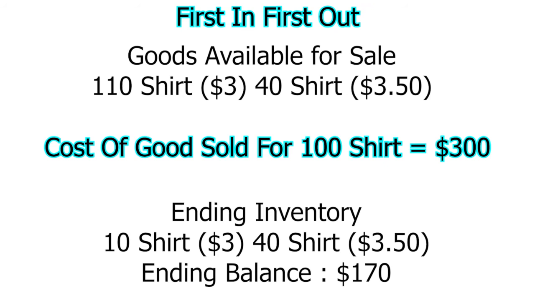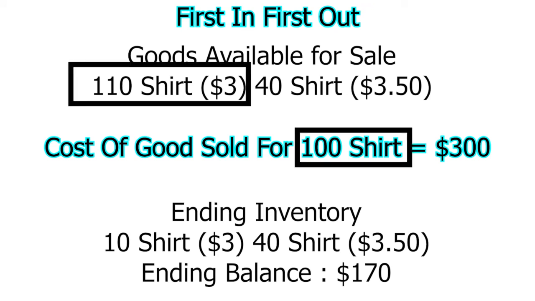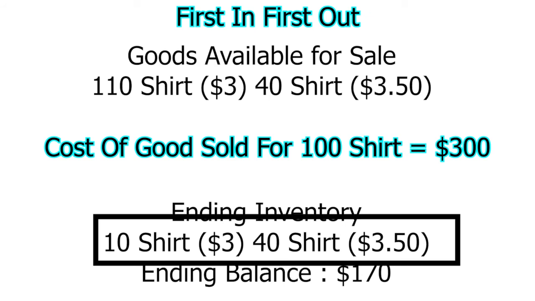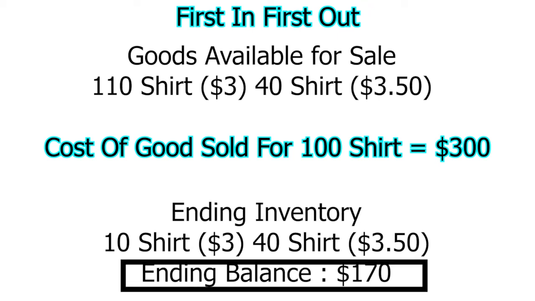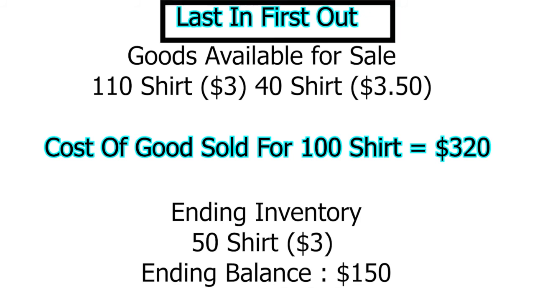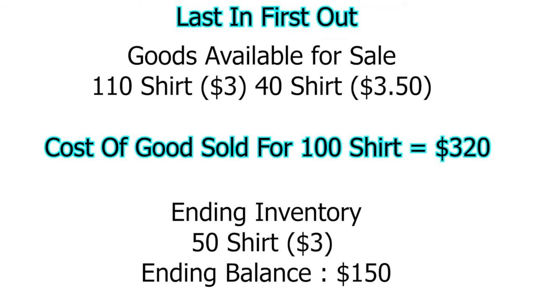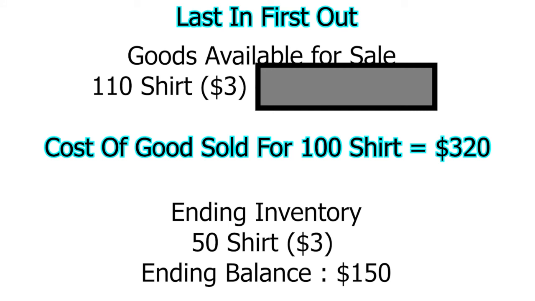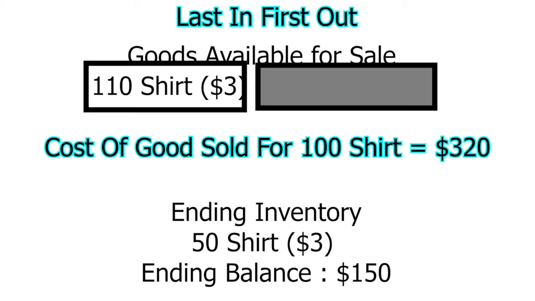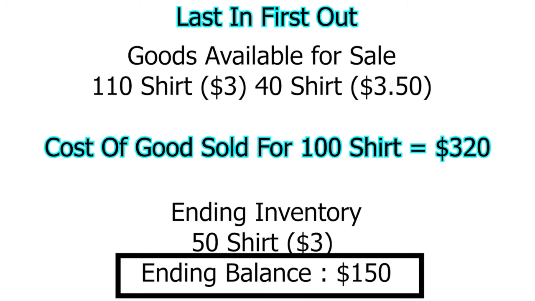Under first in, first out, because we assume that all 100 of the sold shirts were the older $3 shirts, it would be assumed that at the end of April, her 50 remaining shirts would be made up of 10 shirts that were purchased at $3 each and 40 that were purchased at $3.50 each. Grand total ending inventory balance of $170. In contrast, the last in, first out method assumes that because all of the newer shirts were sold, the remaining shirts must be the older ones, the $3 shirts. As such, Maggie's ending inventory balance under last in, first out is $150.